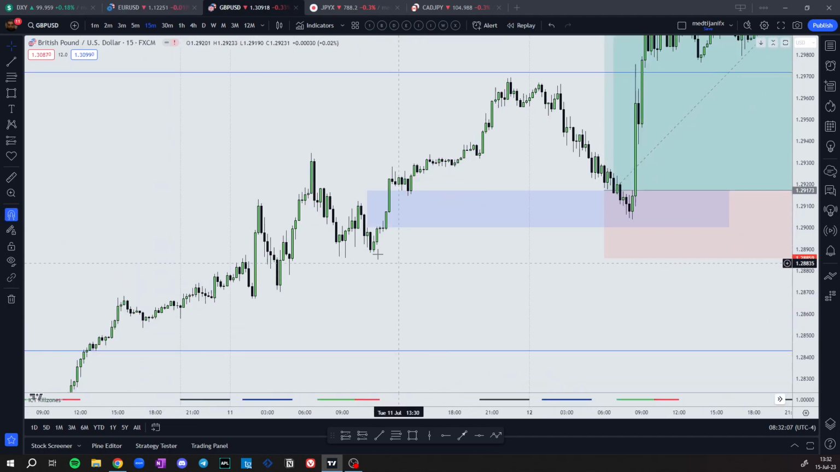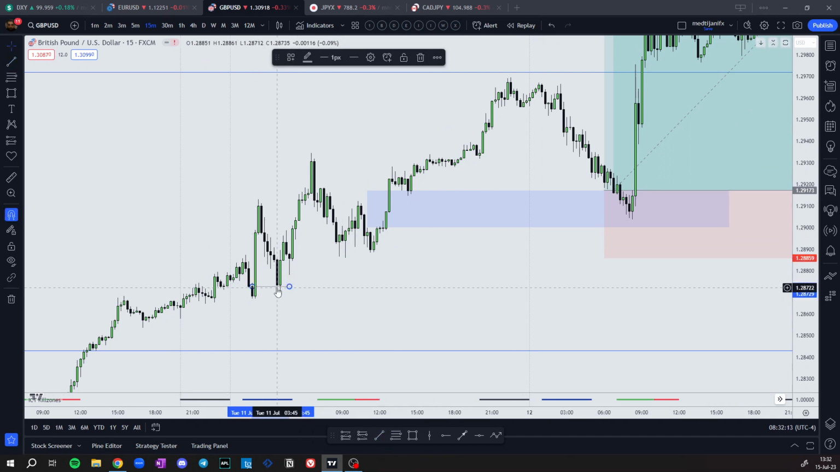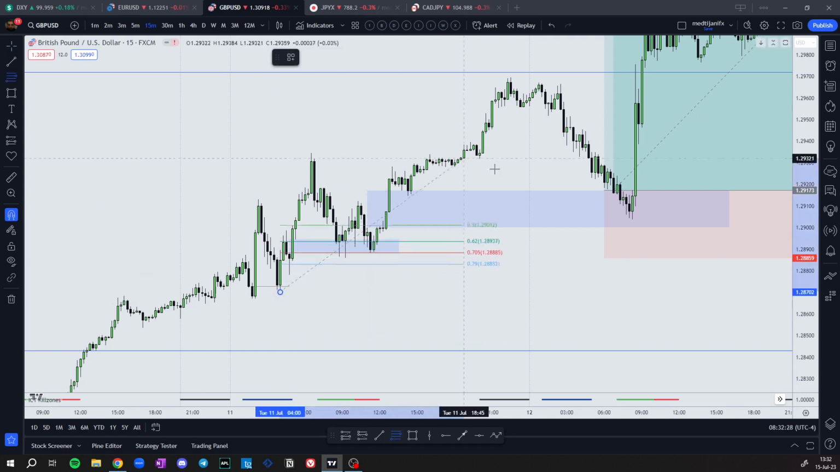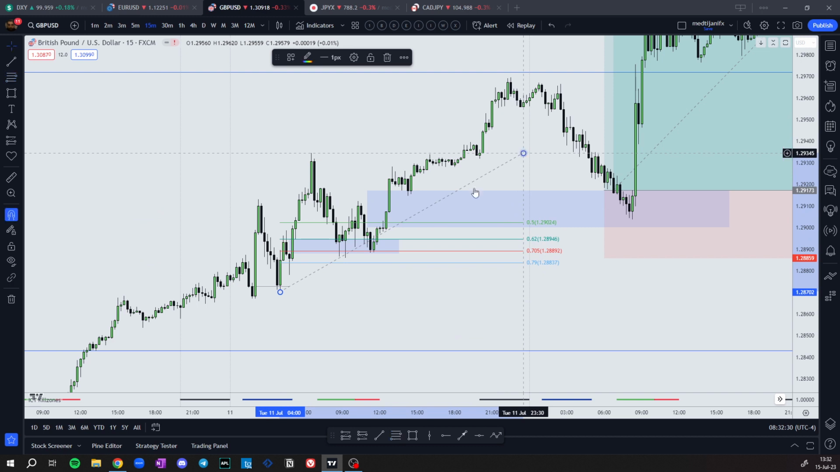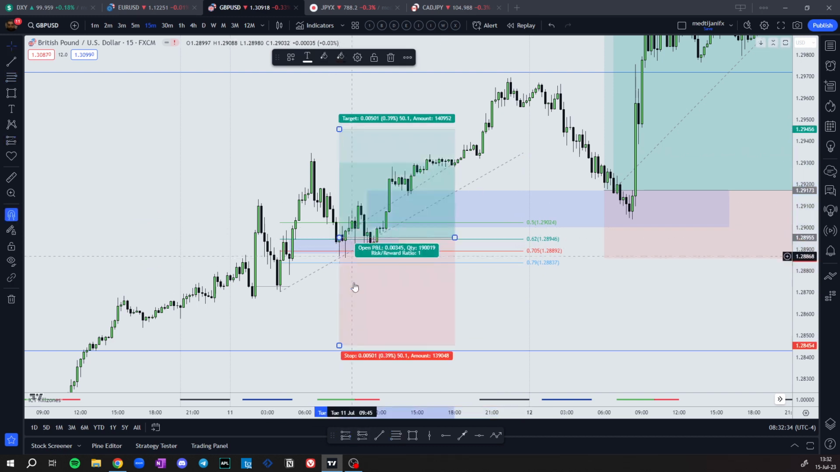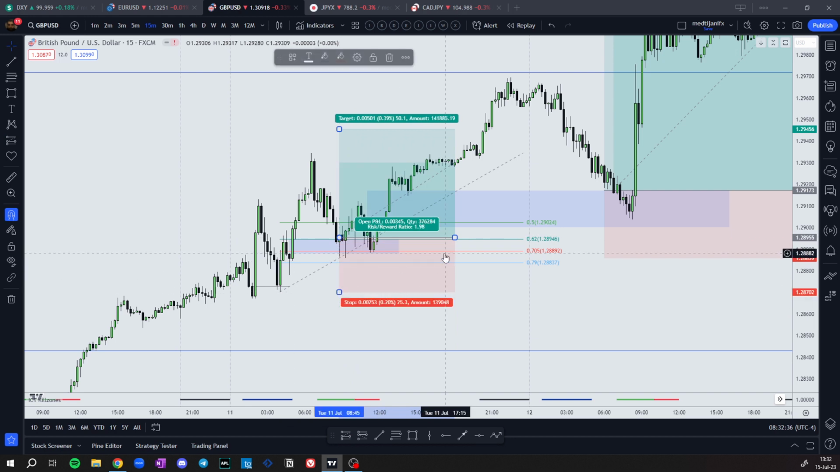What I could do, I could enter somewhere here. Price has retraced to this order block. This is a no entry for me. Then we have another break of market structure above this high. Then this is an entry for me at this fair value gap, using optimal trade entry, with stop loss here.